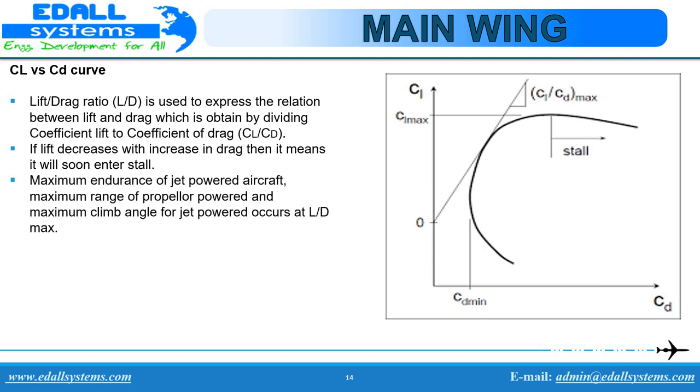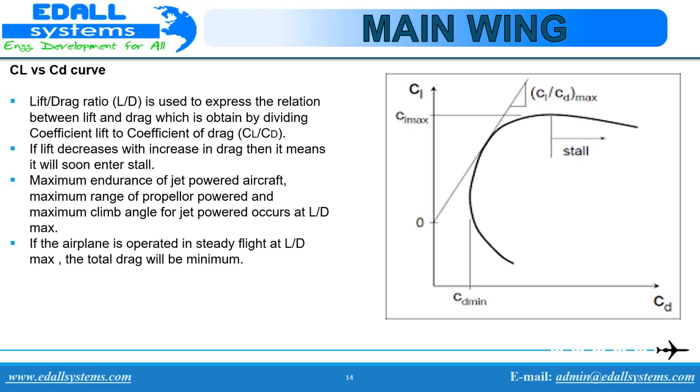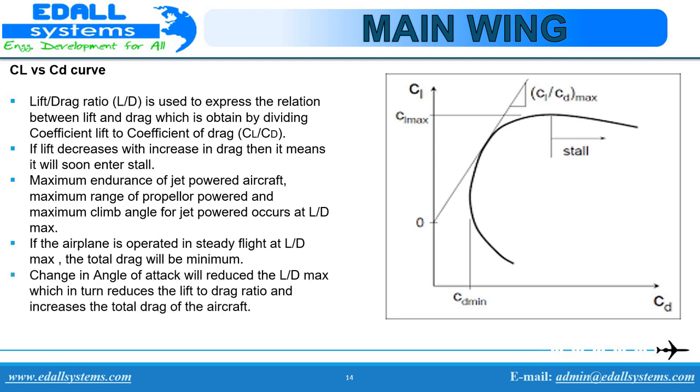Maximum endurance, maximum climb angle for jet powered and maximum range for propeller powered occur at L by D max, that is lift to drag maximum. If the airplane is operated in a steady flight at lift to drag maximum, the total drag will be minimum. A change in angle of attack will reduce the lift to drag maximum, which in turn reduces the lift to drag ratio and increases the total drag of the aircraft.